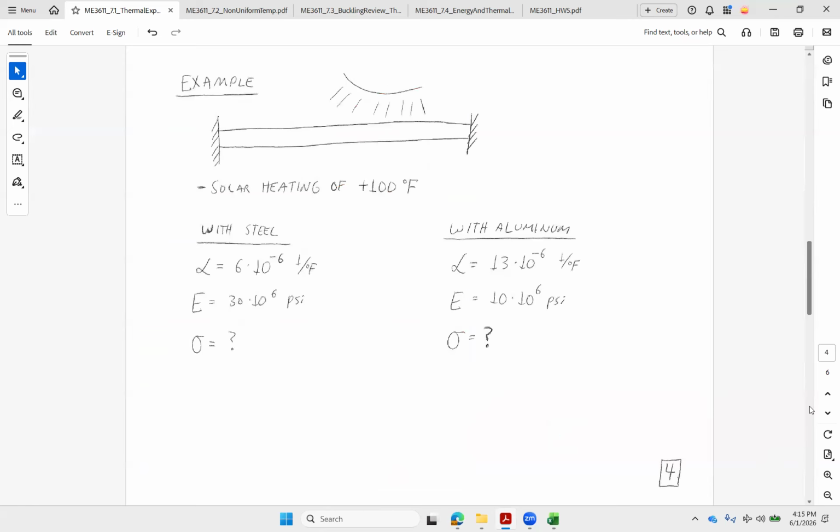So let's take a look at an example. Typical solar heating that we might see is a delta T of 100 degrees. All right, so it doesn't sound like a whole lot. We've got our two numbers for steel and for aluminum right there, and we crunch through and see what these values come out to be. So we've got minus E, alpha, and delta T. We saw that from the previous page. Well, let's give these a chug and see what kind of numbers we end up with.